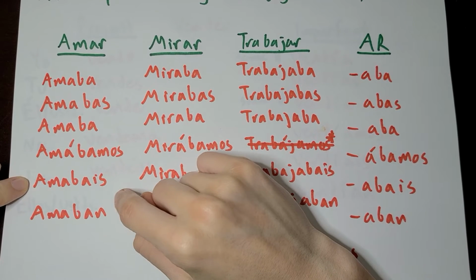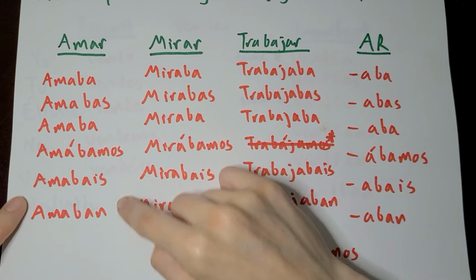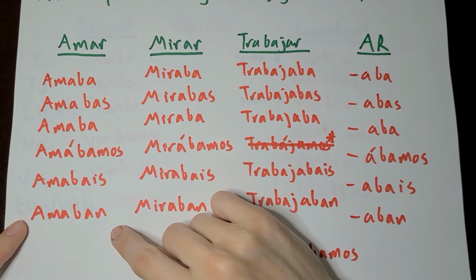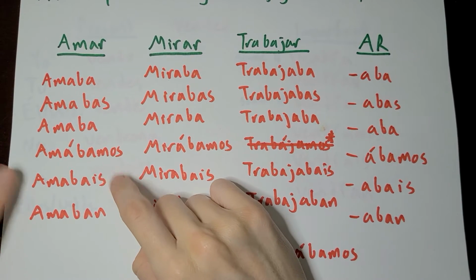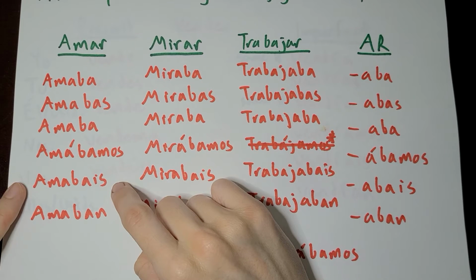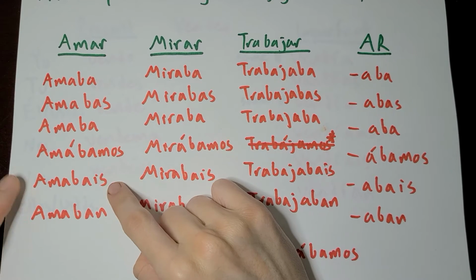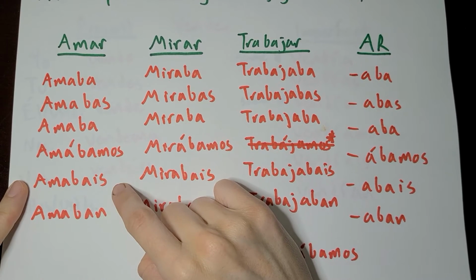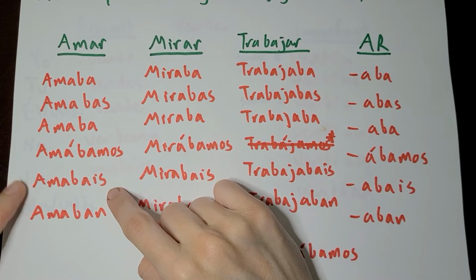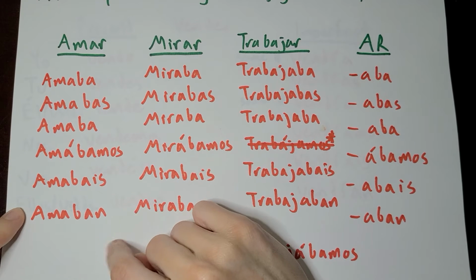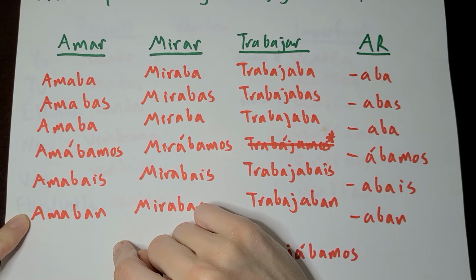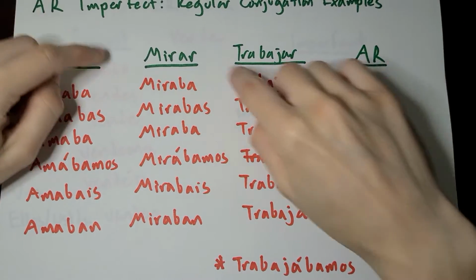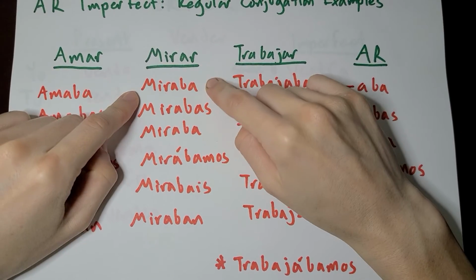Vosotros amabais, you all used to love. You could say you all used to love ice cream. If you don't know, if this is your first video, vosotros is not very common. It's mostly in Spain. I include it here for AP Spanish students and people like that, but just conversational Spanish, you're really never going to hear vosotros. Ellos amaban, they loved, they used to love, they were loving. Mirar, that means to look.